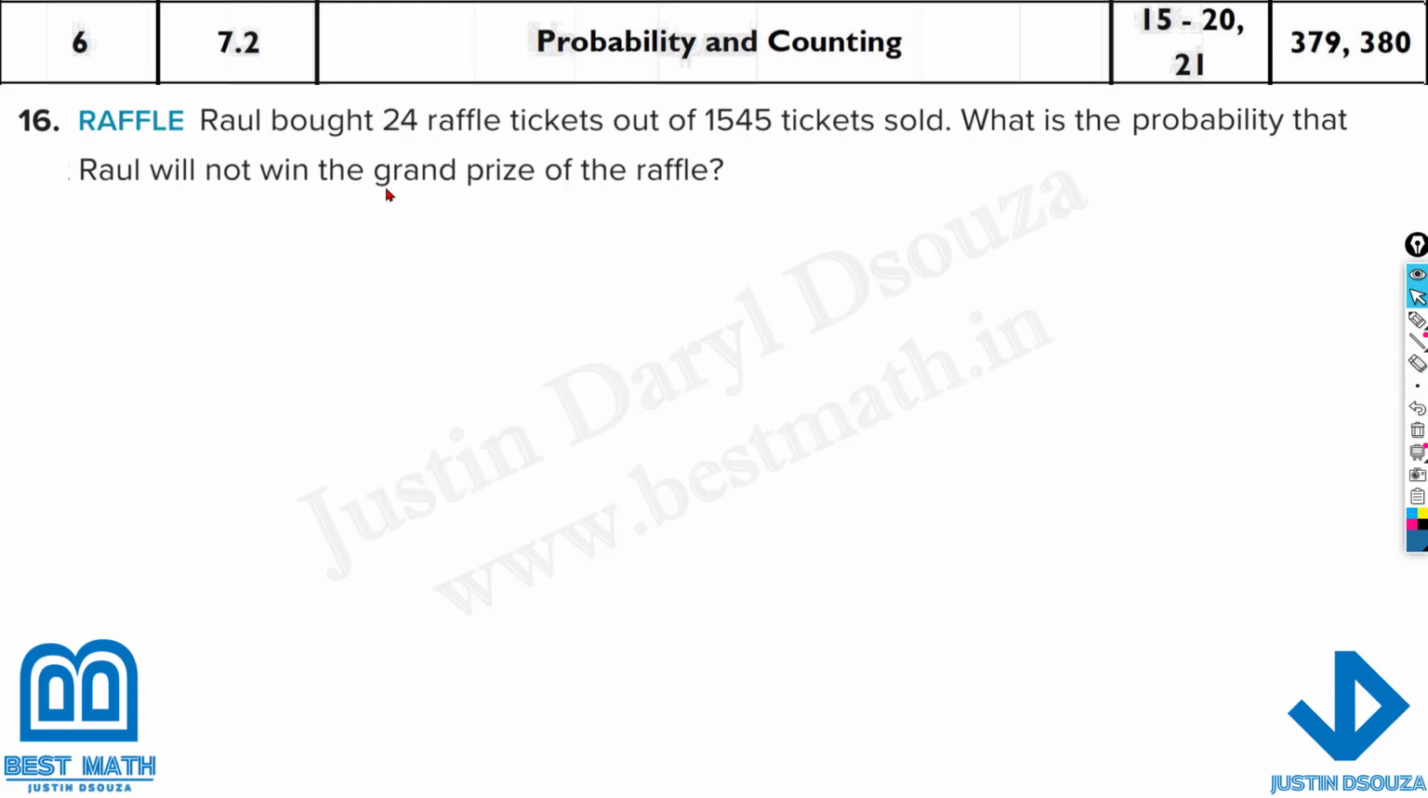The next one, Roll bought 24 raffle tickets out of 1,545. The total tickets sold were 1,545. What is the probability that Roll will not win the grand prize of the raffle ticket? Not win. This is interesting because they have not asked what is the probability that he'll win. Not win is given by the probability complement of A, that is equal to 1 minus probability of A. If you want him not to win, first find the probability he is going to win and then subtract it from 100%, and that's it.